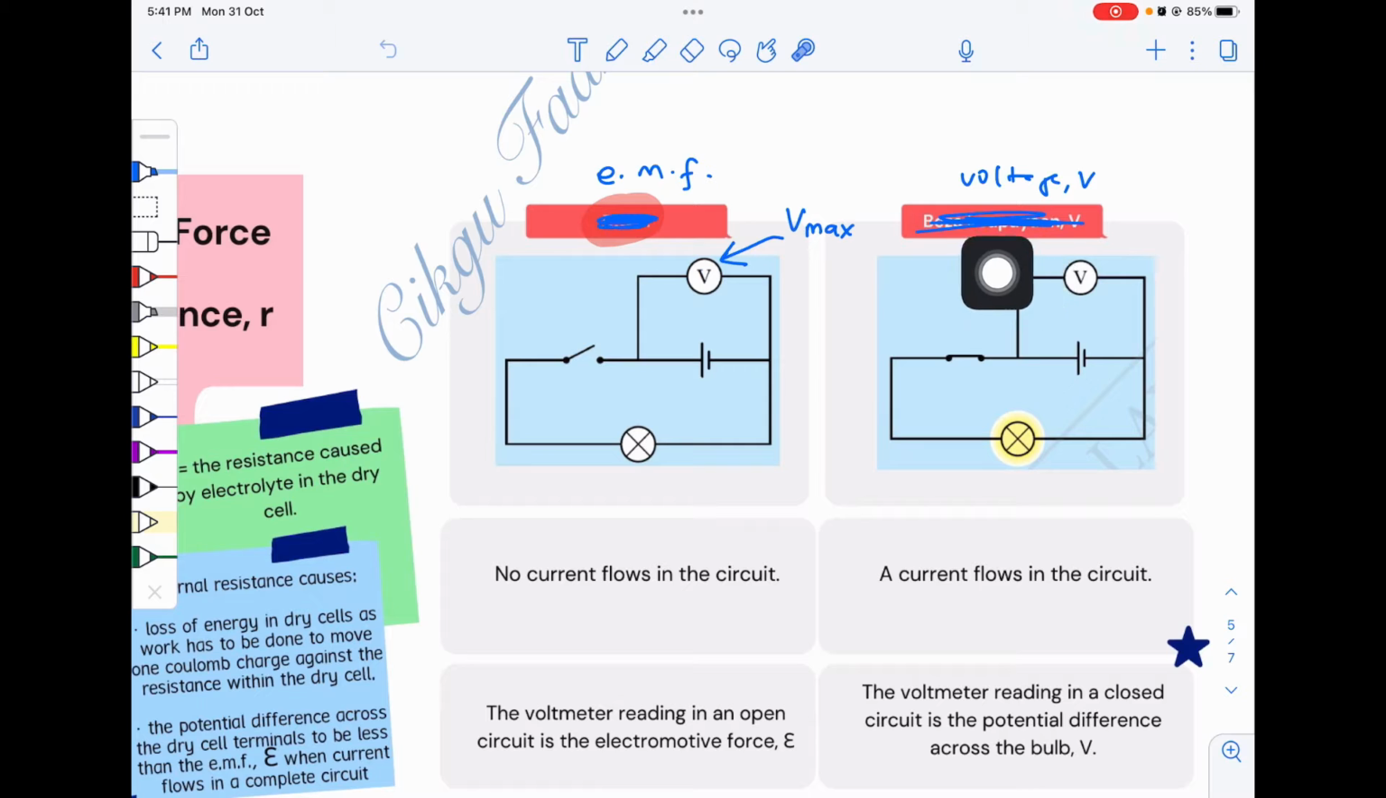Now, the voltmeter is measuring voltage, potential difference, when the switch is closed. So when this happens, current is flowing. Current is flowing, so you will see the voltage drops. Yeah, the voltage drops. Why? Because there is work that needs to be done to overcome the resistance in the power supply, in the dry cell.